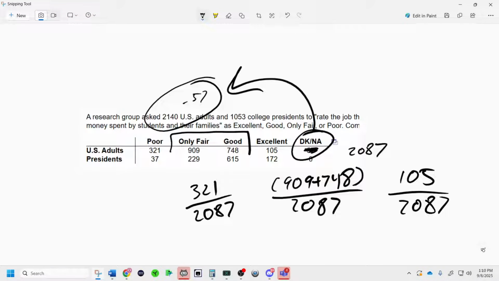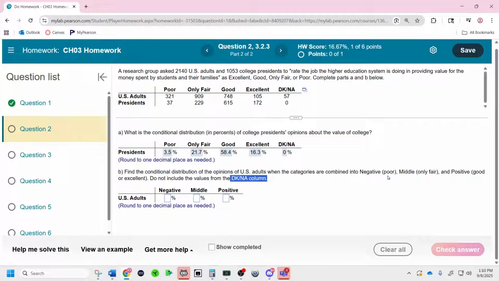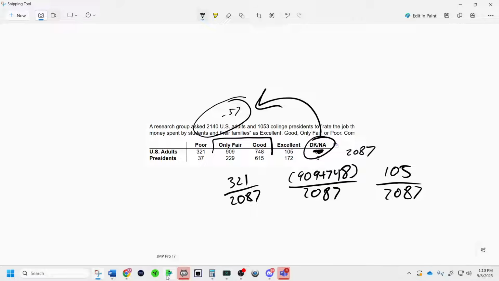Once again, they say remove out the do not knows, did not answer, or do not know, unapplicable. And they do say combined. Oh no, did I combine the wrong ones? I did combine the wrong ones. This last category has the combining. I was doing it off the top of my head here. It's that last category, so 748 plus 105.